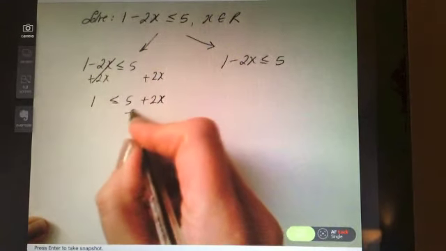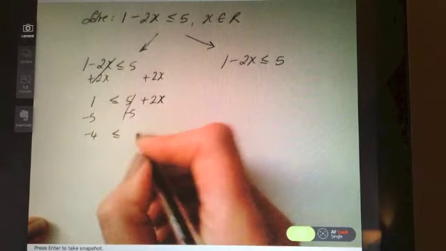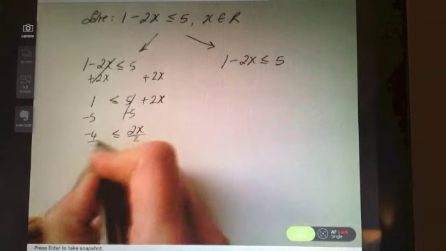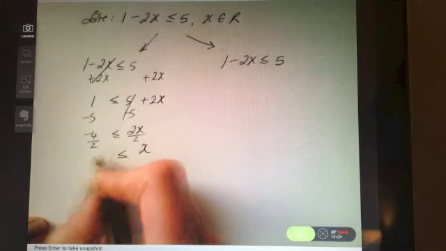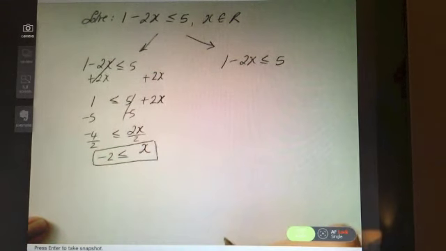So I'm going to take away 5 from both sides first, and that gives me minus 4. That's gone. 2x. And then in order to get x on its own, I'm going to divide both sides by 2. And so I'm left with x is greater than or equal to minus 2. So there is my answer.